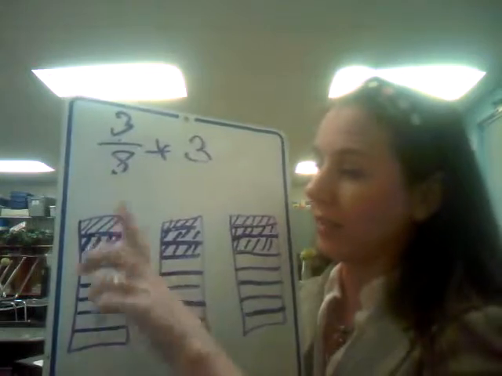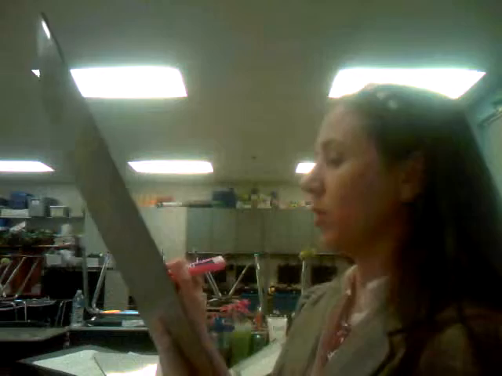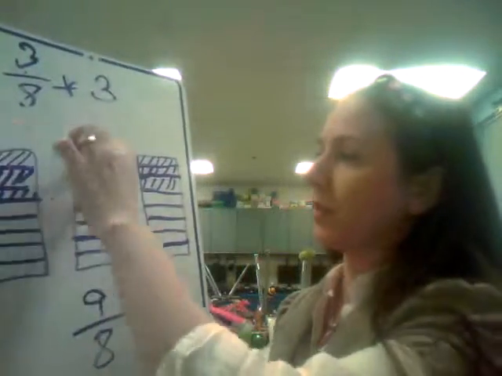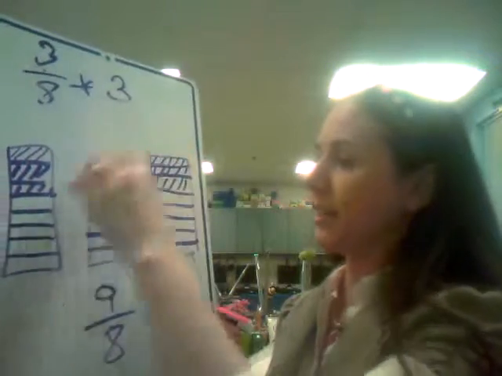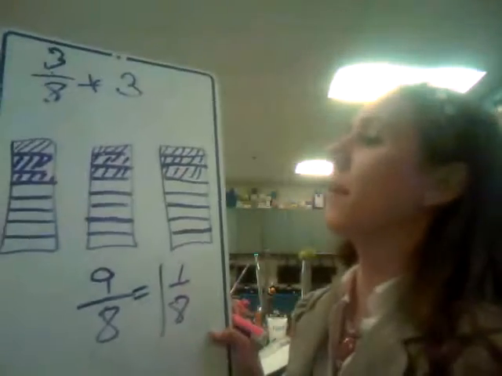So that's 3/8, 6/8, 9/8. So I have a total of 9/8, and some kids would be like, well, 3, 6 would cover that, 7, 8, and I'd have 1 left over. You're right, I'd have 1 whole and 1 left out of my eighths, because 9/8 is the same thing as 1 and 1/8, so it's a mixed number.